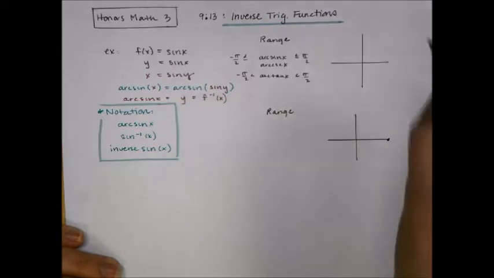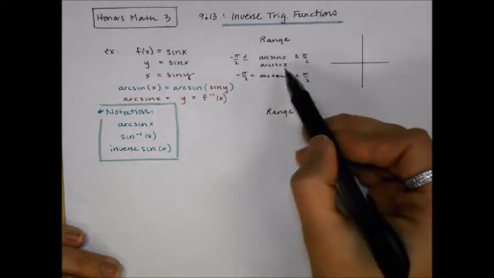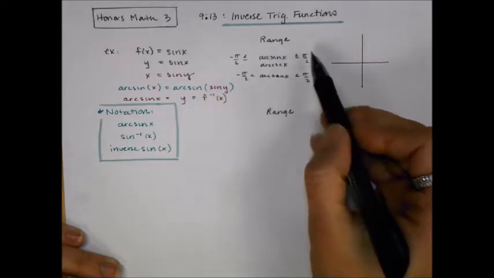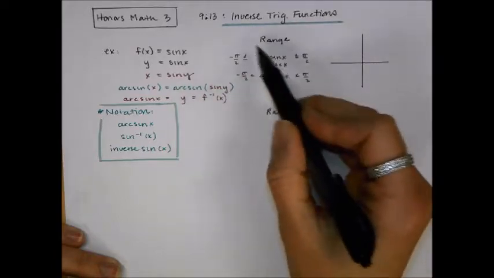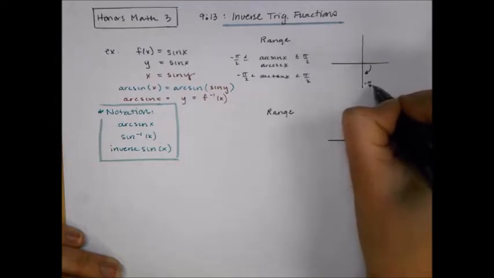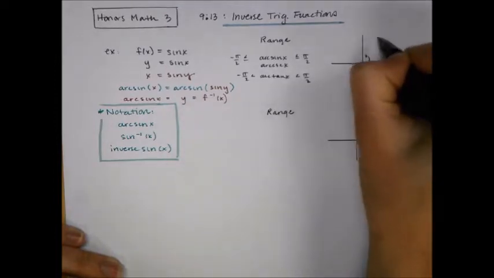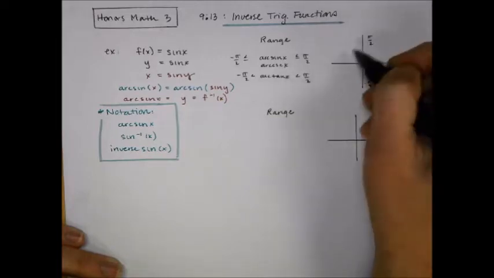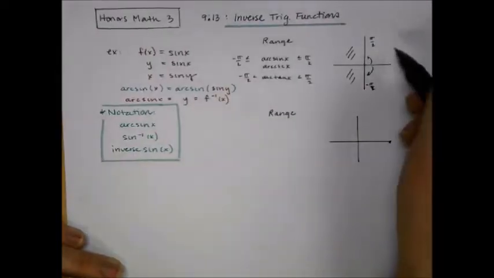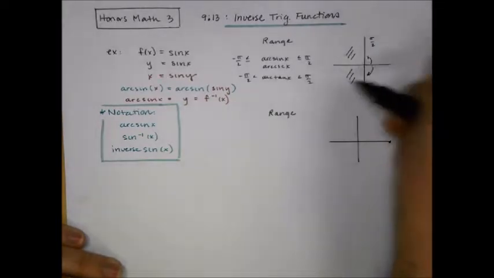So inverse sine, inverse cosecant, and inverse tangent all only work in quadrants 1 and 4. So this is -pi/2 to +pi/2, and we won't work in, pass through, or go into quadrants 2 or 3. All right.